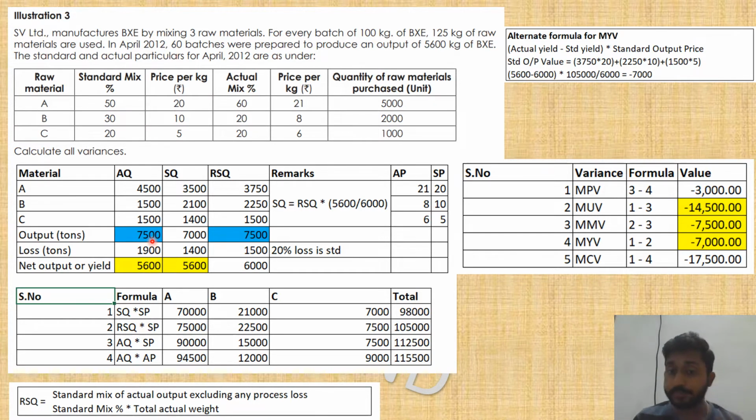This is what we discussed in our last problem and our last class. This is a little bit similar problem, but the complexity level is a little high.